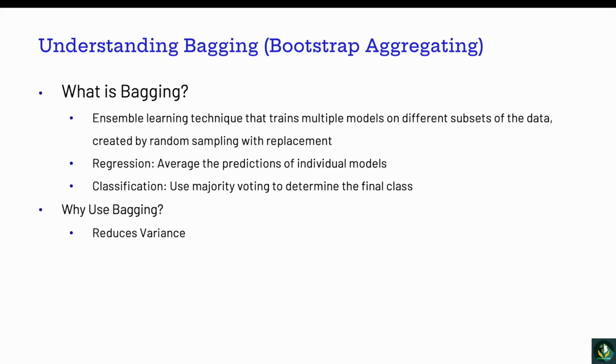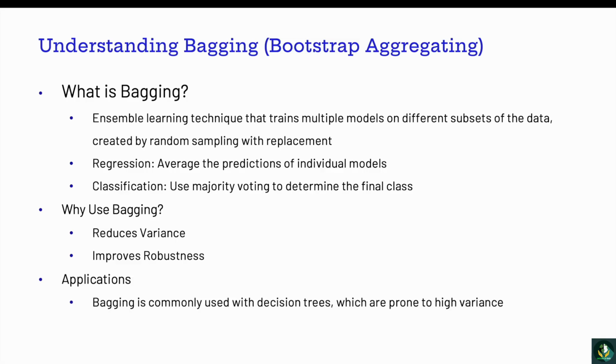Now, why use bagging? First, it reduces variance. Bagging smooths predictions by averaging them, reducing the effect of overfitting. It improves robustness. By combining the predictions of multiple models, bagging creates a more stable and reliable ensemble. As for applications, bagging is commonly used with decision trees, which are prone to high variance.